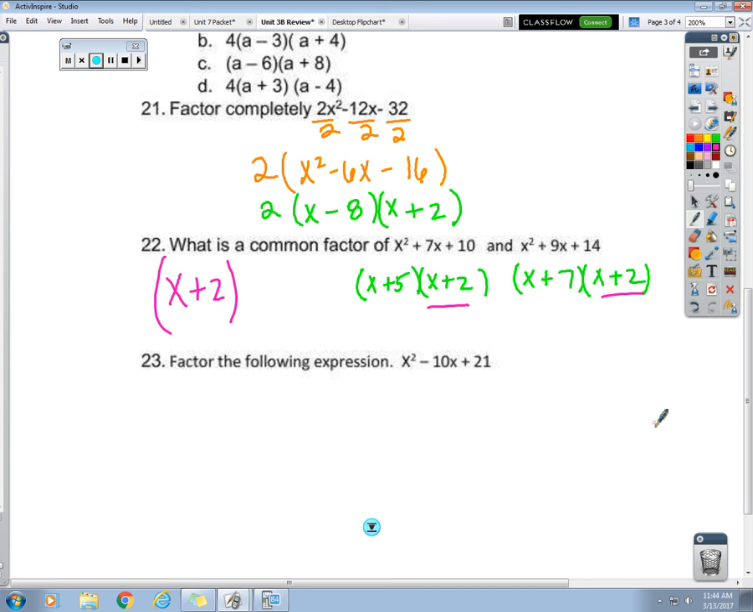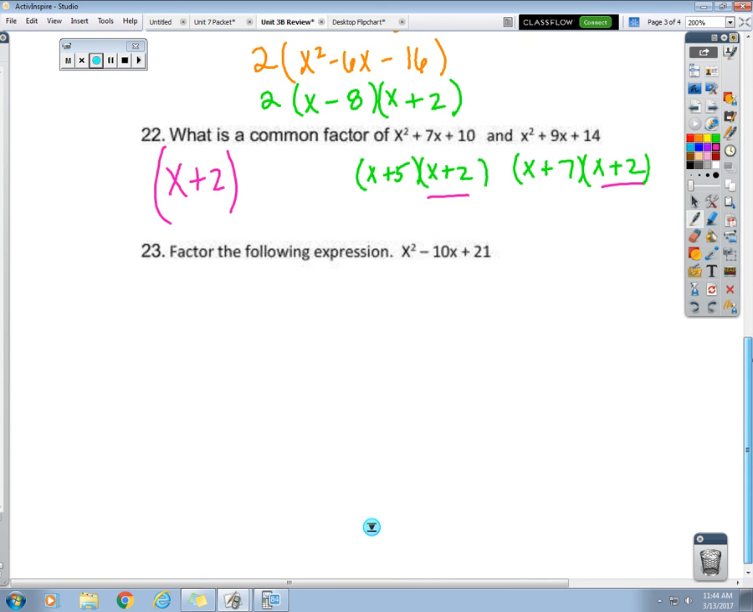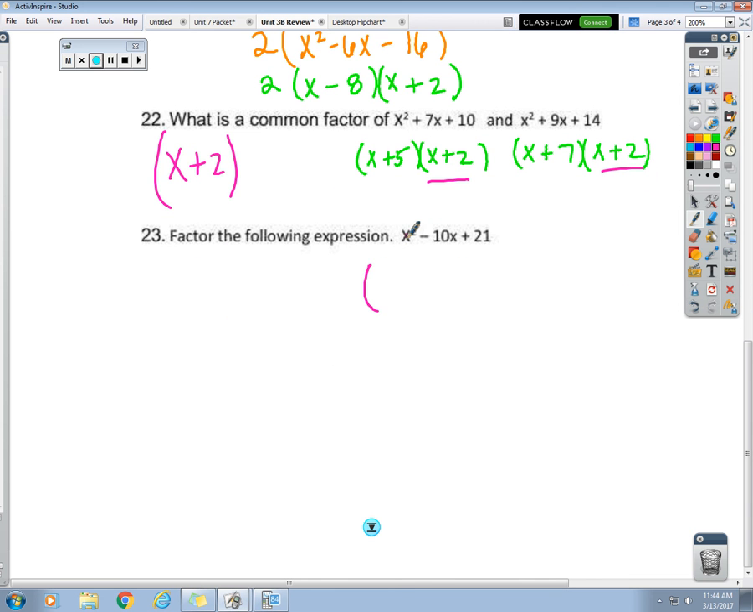Okay, number 23, we're just factoring. The leading coefficient's 1, so we don't have to do anything fancy. We just go straight into the bubble method by looking for two numbers that multiply to 21 and add to negative 10. Okay, but signs? Both negative. So that they'll multiply to a positive and still add up to negative 10. Okay, last page.